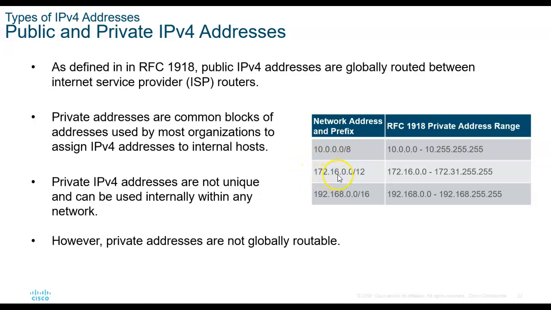Then we have 172.16.0.0/12, and that is anything with 172.16 all the way up to 172.31. So any addresses in that range. You can see here 172.16.0.0 through 172.31.255.255. And then 192.168.0.0/16. So we can have any 192.168.0.0 all the way up to 192.168.255.255. So we have a long range. Private IP addresses are not routable. They cannot go across the network.